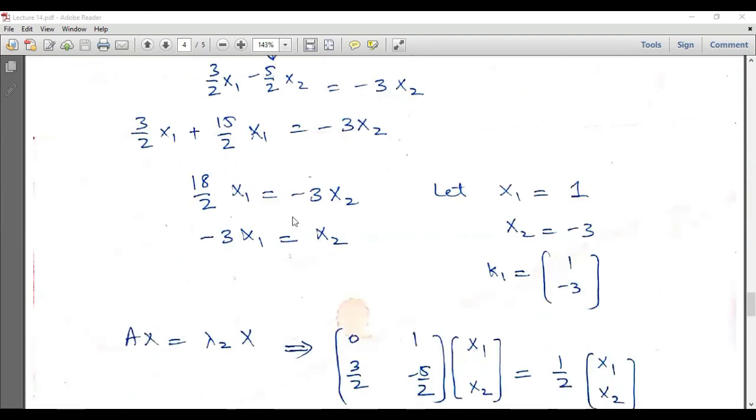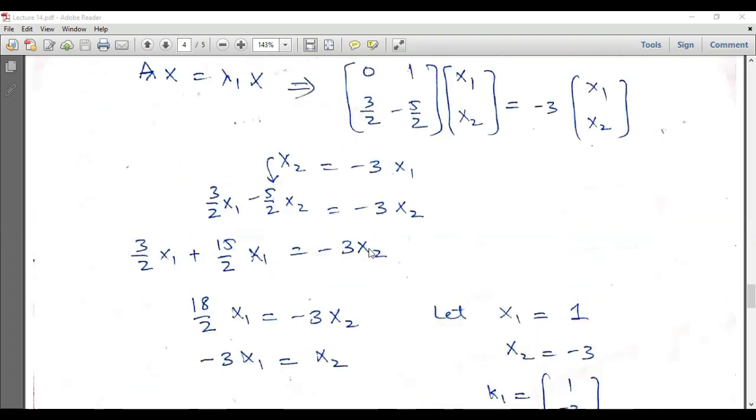So 1, minus 3. We can assume any value of x, but we actually want to avoid the fractions. So we want to get whole numbers for both entries of the eigenvector, and we want to make these entries the simplest. That's why I have considered x1 equal to 1 and x2 equal to minus 3. So this is the first eigenvector.